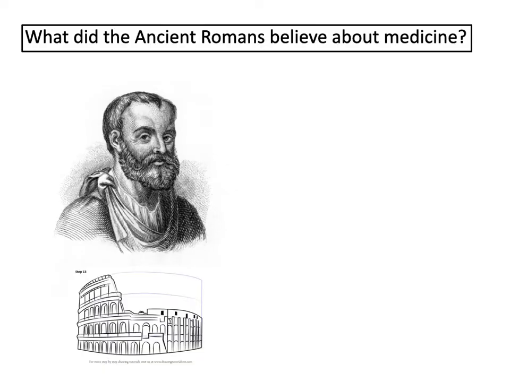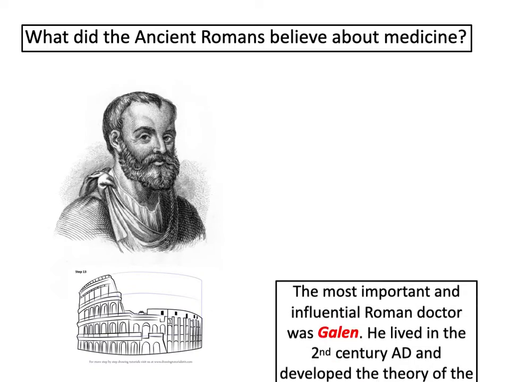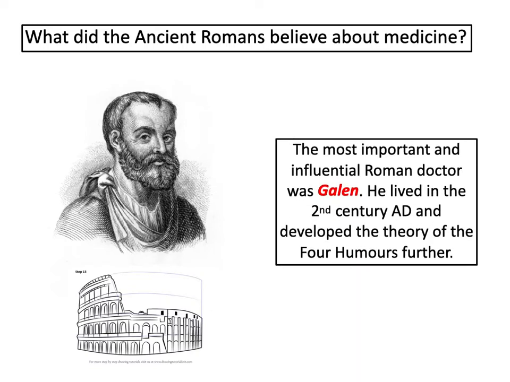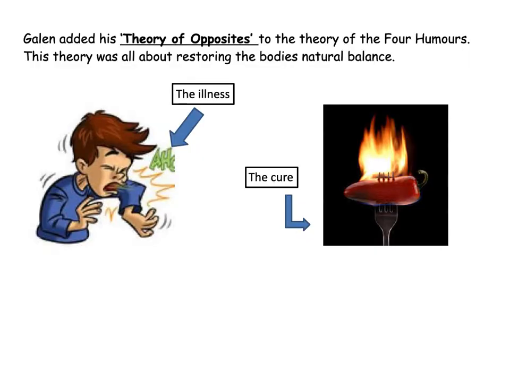Now, Hippocrates was extremely important, but he wasn't the only important classical thinker in terms of medicine. A few centuries after Hippocrates, there was a great Roman doctor, and his name was Galen. He developed Hippocrates' theory of the four humours even further. So Galen created the theory of opposites, and this is basically a treatment theory.